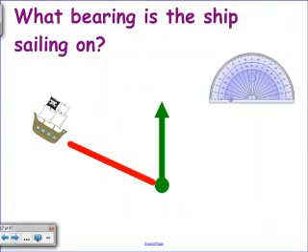Slightly harder when we have a bearing there. Roughly, what sort of bearing is that ship sailing on? 270 to 300. Good. So we know it's bigger than 270.